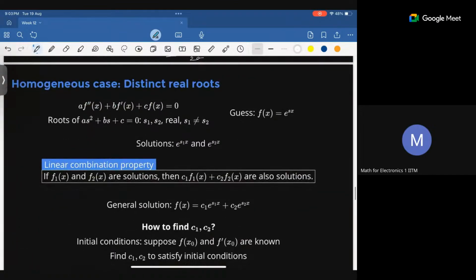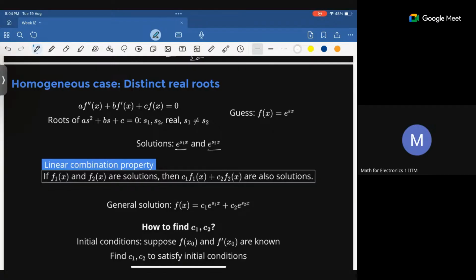If the characteristic equation has two distinct real roots, say S1 and S2. Okay, so once you find the roots, let S1 and S2 be the two roots. Right, so now e power S1x and e power S2x both will be solutions, because both S1 and S2 satisfy as square plus bs plus c is equal to 0, and S1 and S2 are not equal. So these are two solutions. So once we have these two, then any linear combination of these two will also be a solution.